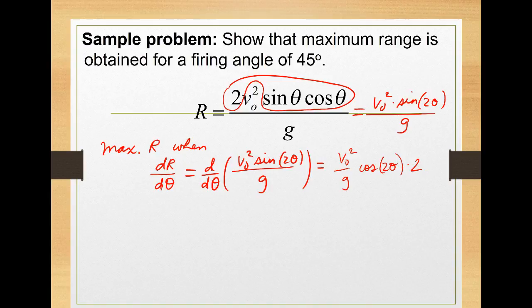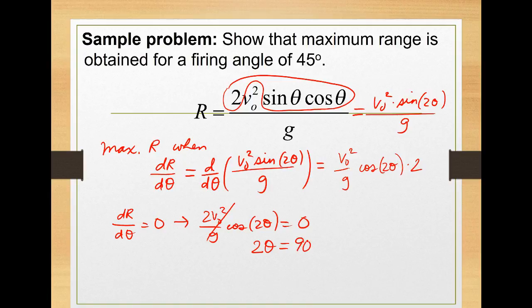Okay, now we want all of that to max out, so we want dR d theta to be equal to 0, which means that 2 V naught squared over g cosine 2 theta equals 0. Basically that constant goes away. Okay, and we're trying to solve cosine of 2 theta equals 0. Take the inverse cosine of each side, and 2 theta is actually going to be equal to 90 degrees. Right? That's going to give us a cosine of 0. This means that theta is 45 degrees.